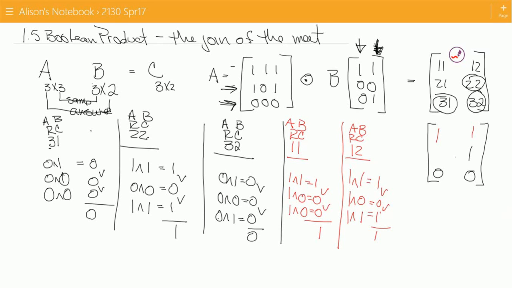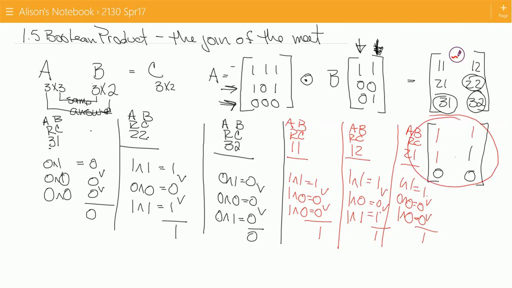Our last one is 2, 1. So we end up with 1 and 1 is 1, 0, 0. If I do the OR operator between them, I'm going to get 1. So my final answer is 1 right there. And this is the final answer matrix, which is indeed a 3 by 2. This is the reason why matrix A must have the same number of columns as matrix B has rows.